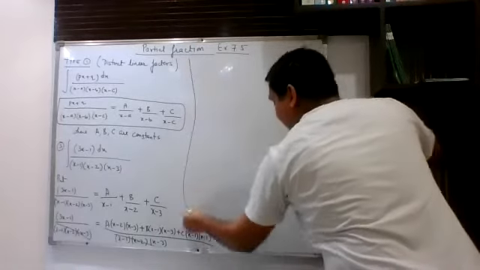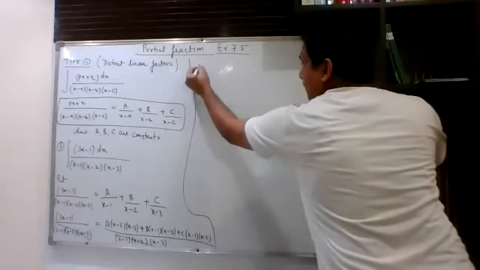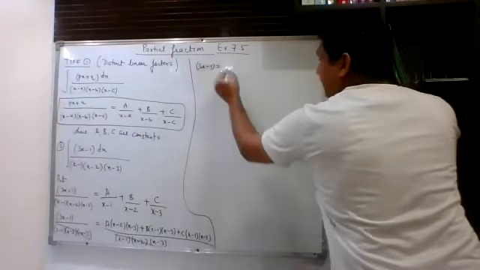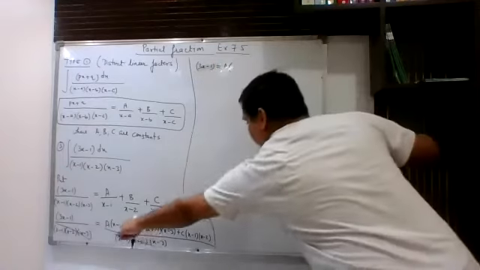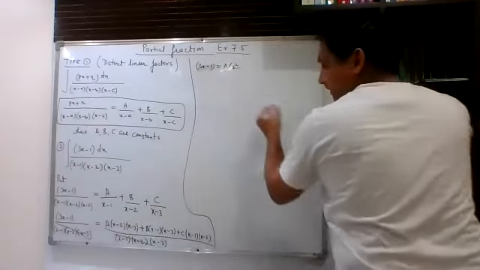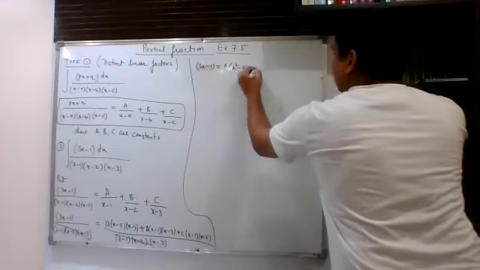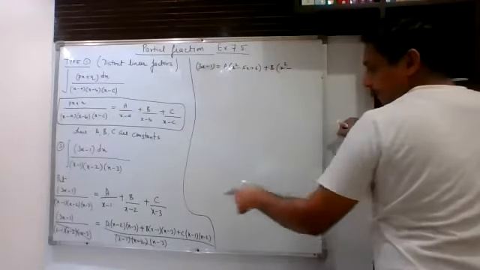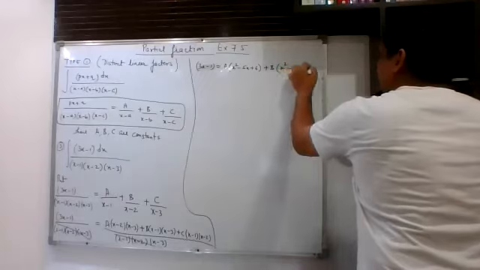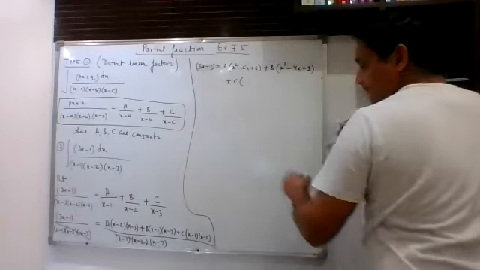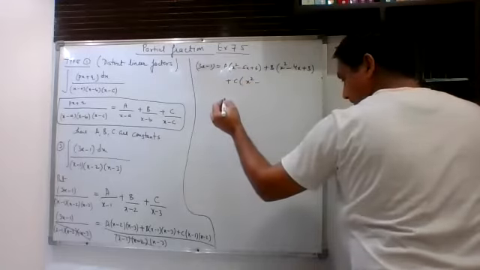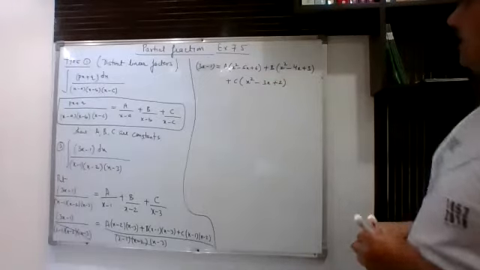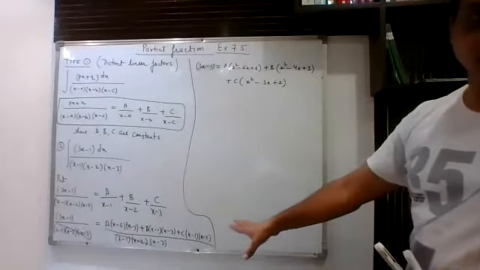You can rewrite this as 3x minus 1. 3x minus 1 can be written as A into, let us express this as a quadratic, x square minus 5x plus 6, plus B into x square minus 4x plus 3, plus C into x square minus 3x plus 2. So this is how we can do the calculations. I had just multiplied those brackets.